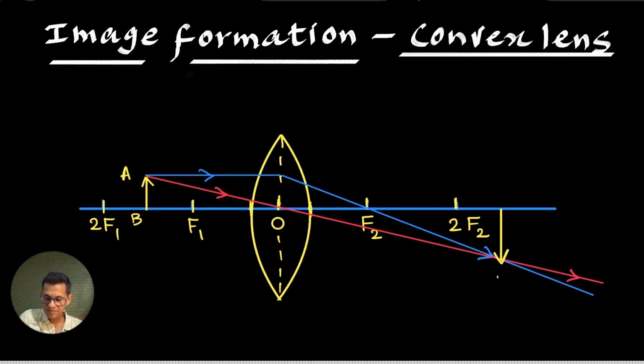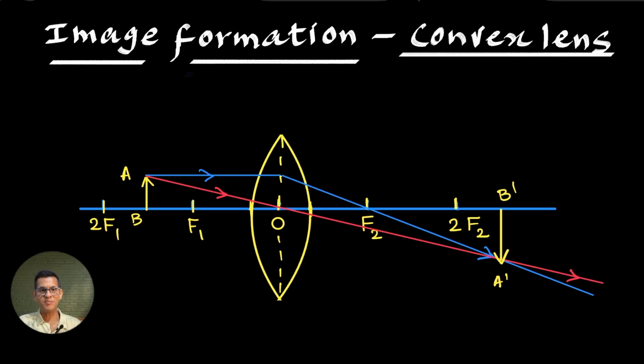Let's name the image A1B1. As you can see, I'm getting a real image here, which means there is an actual intersection of light rays happening. The position of the image is beyond 2f2, and if you compare the size of your image with the size of the object, it is definitely an enlarged image. So this is how you draw a ray diagram for a convex lens.